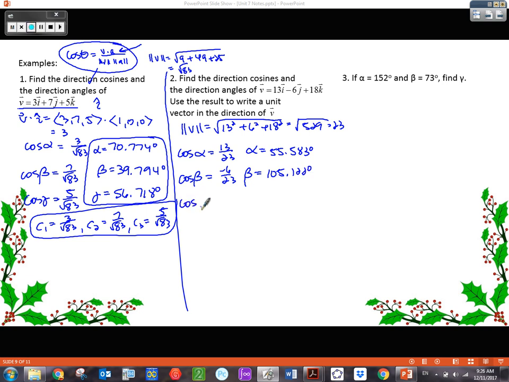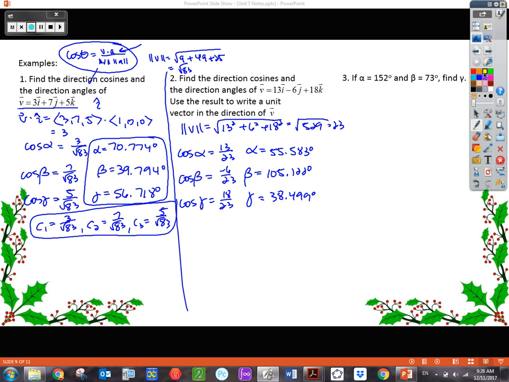And then cosine of gamma, 18 over 23. So again, doing inverse cosine in my calculator, 18/23. Gamma is 38.499 degrees. Okay, so my direction cosines are these right here. Right, my direction angles are these. But that's not really what they want, right? They want us to write a unit vector in the direction of v.